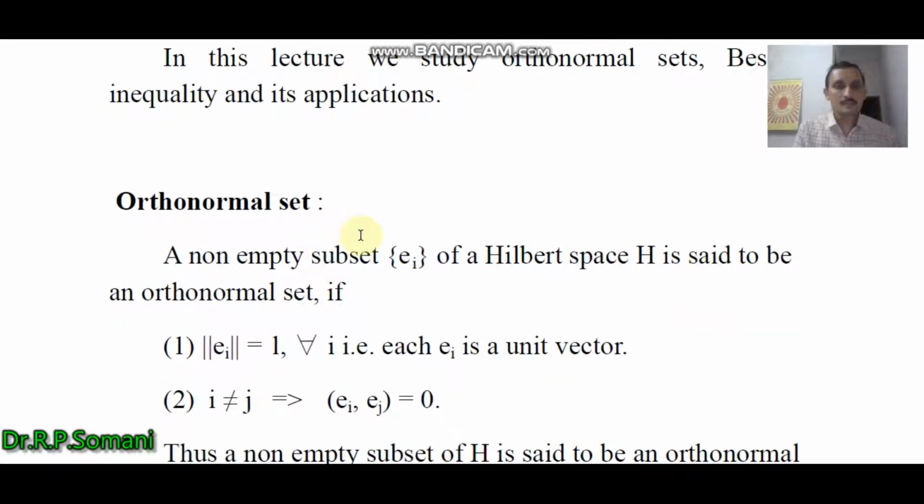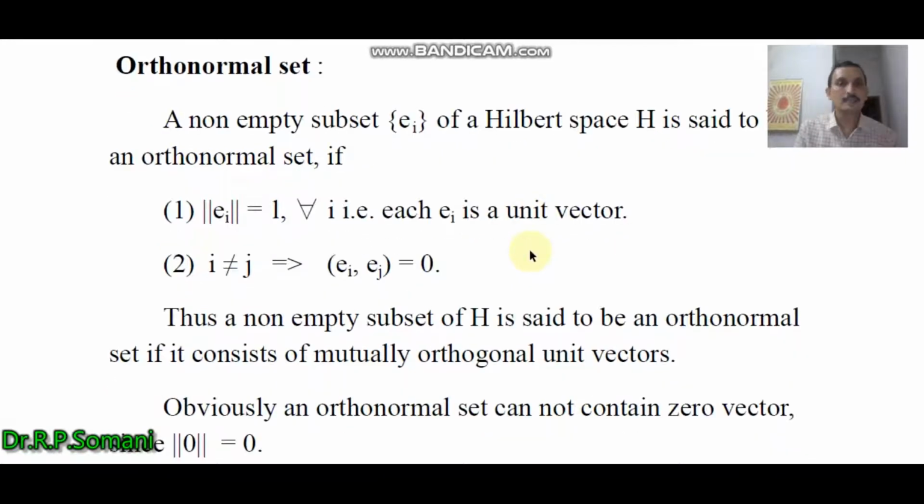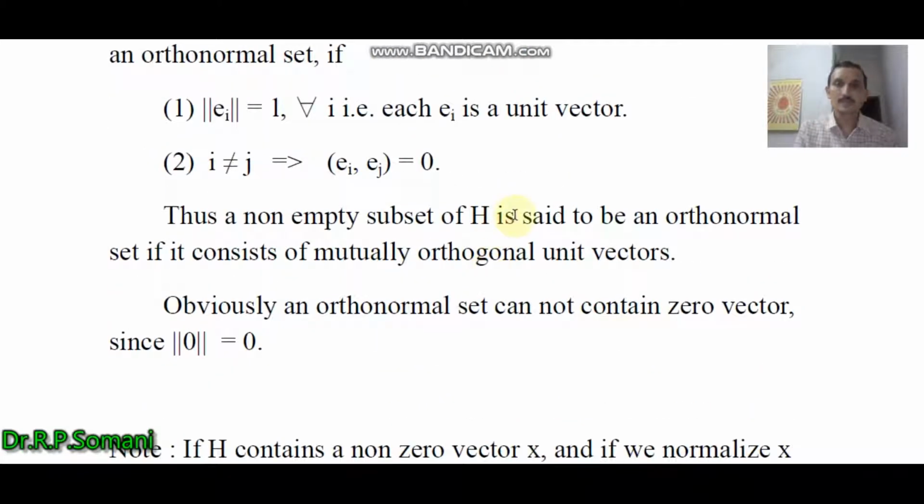A non-empty subset {ei} of a Hilbert space H is said to be an orthonormal set if there are two conditions. The first one is that norm of ei equals 1 for all i, that is each ei is a unit vector, and the second condition is that if i is not equal to j, then the inner product of ei and ej equals 0. Thus, a non-empty subset of H is said to be an orthonormal set if it consists of mutually orthogonal unit vectors.